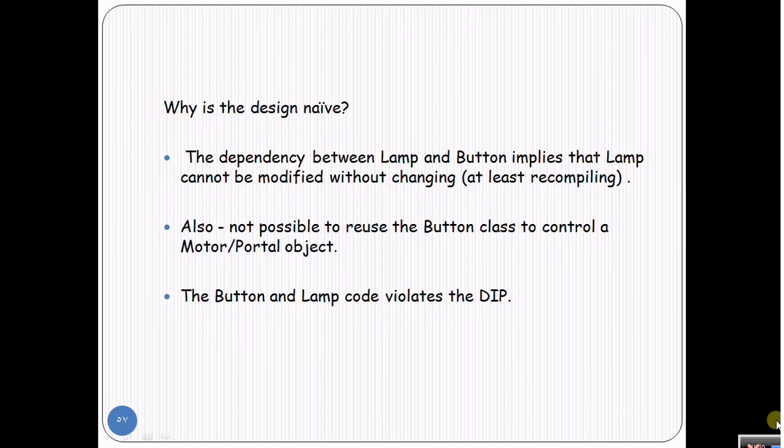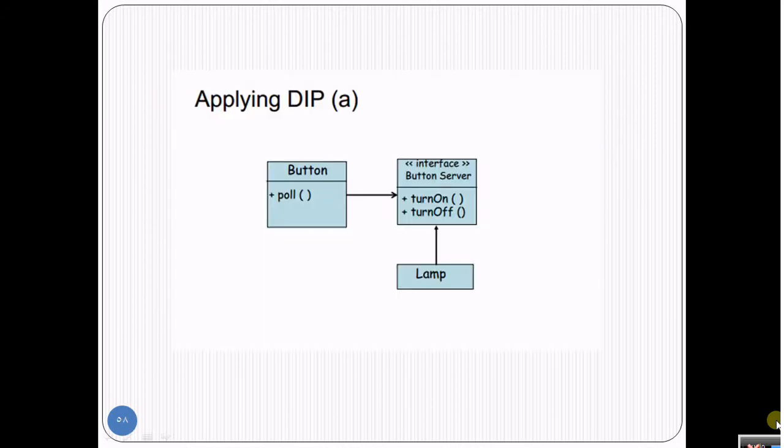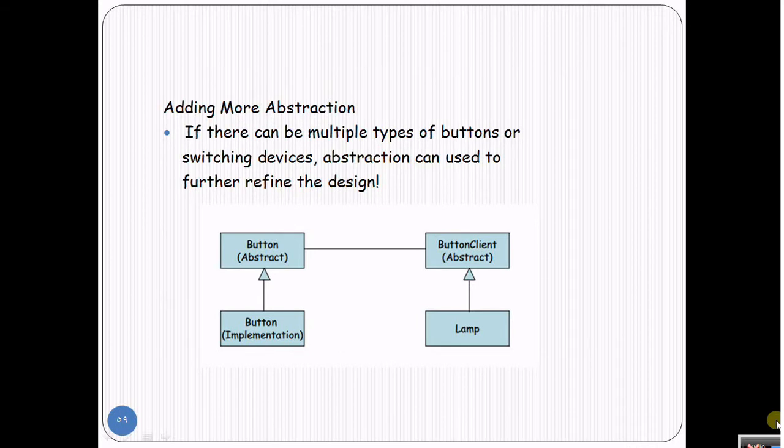Why is the design naive? The dependency between lamp and button implies that lamp cannot be modified without changing, at least, the button. Also, it is not possible to reuse the button class to control a motor or another object. The button and lamp code violates the DIP. Adding more abstraction, if there can be multiple types of buttons or switching devices, abstraction can be used to further refine the design.